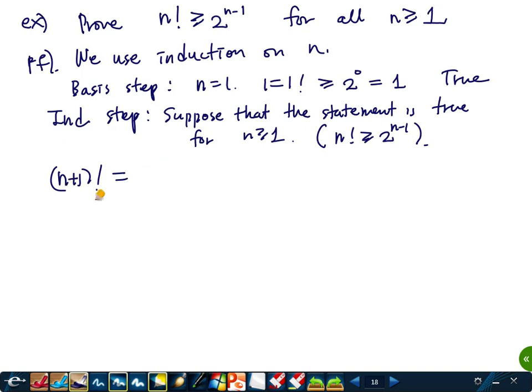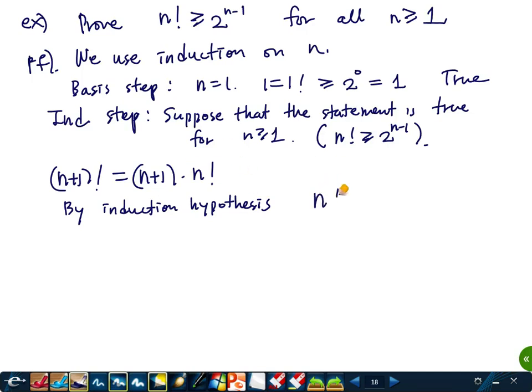But we know by definition of this, n plus 1 times n factorial, right? This follows from the definition of the factorial. And now what? Okay. And here, by induction hypothesis, n factorial is greater than or equal to 2 to the n minus 1, because we are assuming this. We assume this. If you assume this, you want to use this. Otherwise, there's no need to use induction.